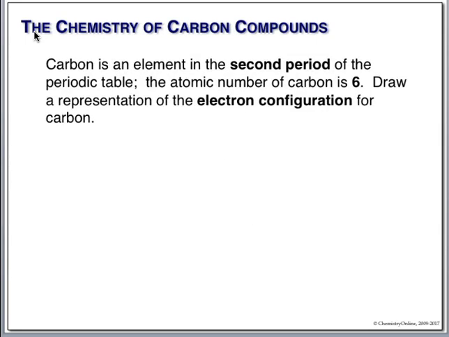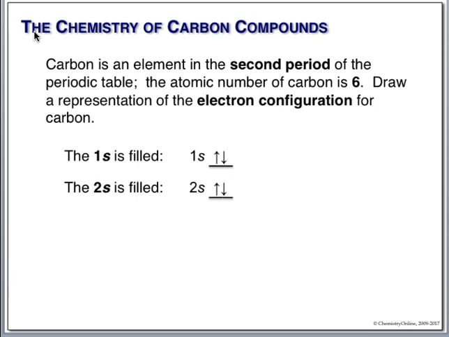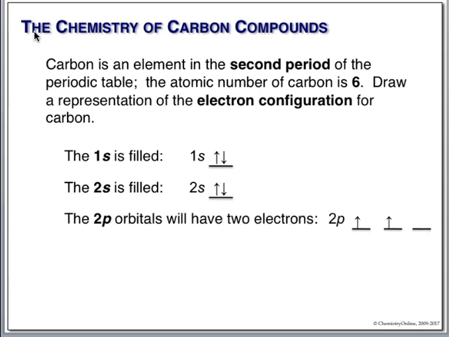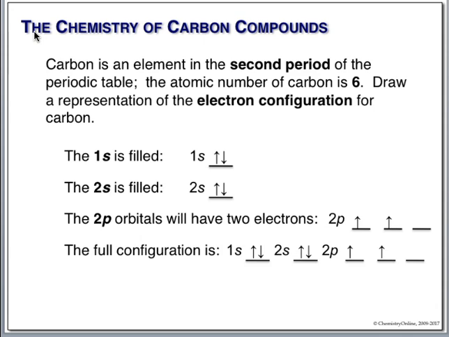Now let's think about that in terms of carbon and its place on the periodic table. Carbon is over here in group six. So the 1s is filled. Dealing with the second period, we have two electrons in the 2s, two electrons left over, because we're right over here. So we're going to put those in two p orbitals. This gives us an electron configuration of 1s2, 2s2, and 2p2.